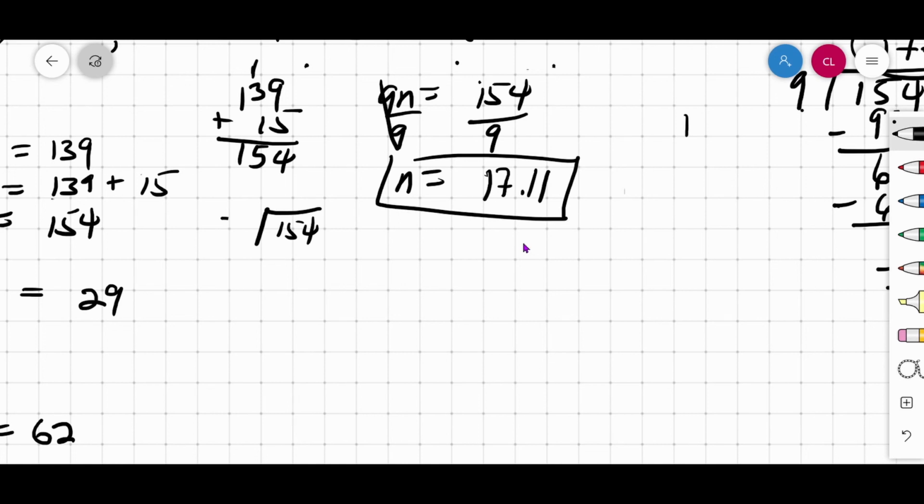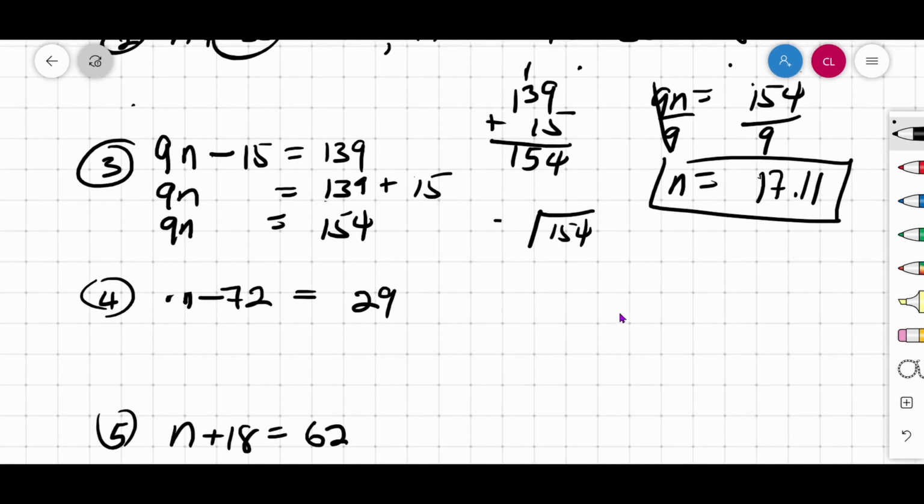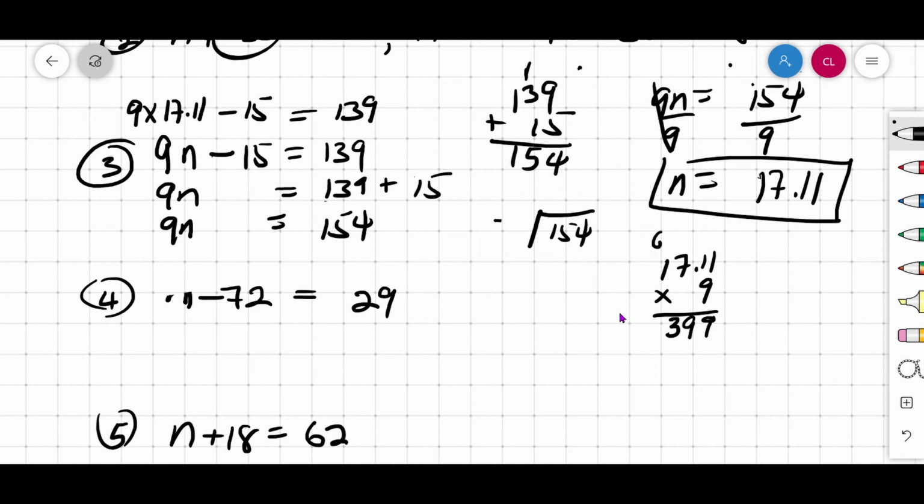So let's go with this and see if we are correct. If we have 9 times 17.11, and then we take out 15 out of that, we should get 139. So 17.11, we're going to multiply this by 9. 9 ones are 9, 9 ones are 9, 9 sevens would give us 63. We're going to write 3 and carry 6. 9 ones are 9, 9 and 6 would give us 15. 2 places of decimal. If I round this off, I would get 154.